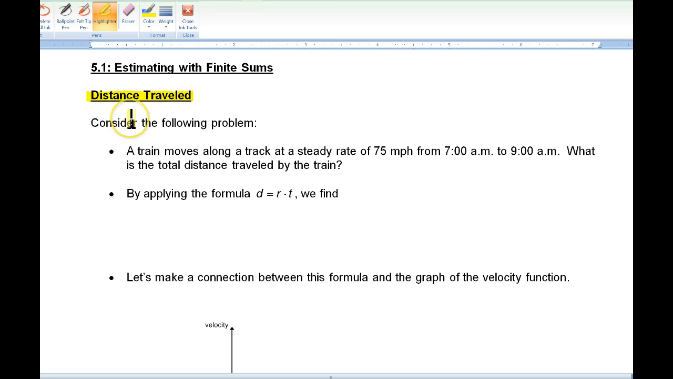So consider the following problem. A train moves along a track at a steady rate of 75 miles per hour from 7 a.m. to 9 a.m. What is the total distance traveled by the train? So we know this goes back to Algebra 1, basically. Distance equals rate times time. So if we look at the rate, well, that's going to be 75 miles per hour. And the time, well, 7 to 9 a.m., that's a total of 2 hours.